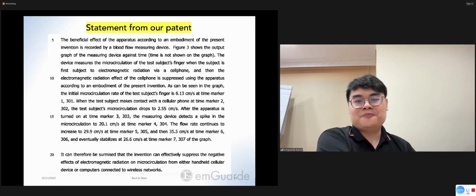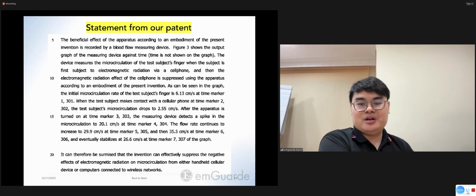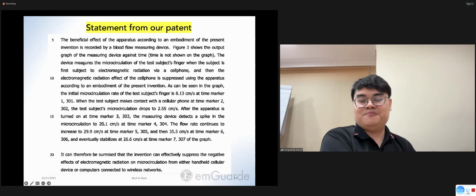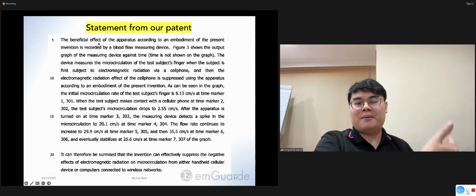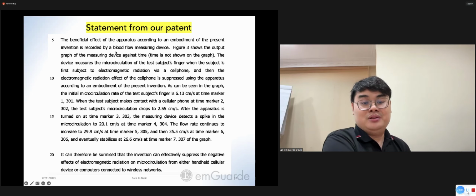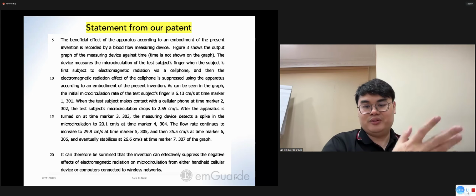Now let's go back to the statement from the patent. Now everything makes sense. Based on the patent statement, I want you to read a few lines, just follow my cursor. The first line: the beneficial effects of the apparatus. When we say apparatus, it means the emGuarde technology, which isn't mentioned by name because they call it apparatus in the patent report. According to the embodiment of the present invention, it is recorded by a blood flow measuring device.